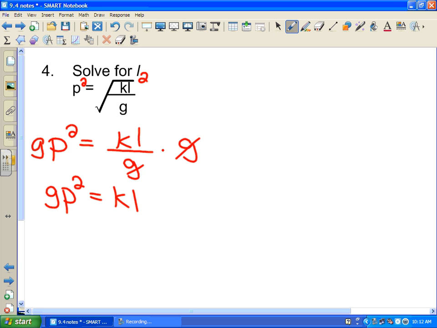Only one more step? One more step. What we solved before? L, yes, divide by K. So L equals G P squared over K. Do I need plus or minus? Do I need to do a square root? No.